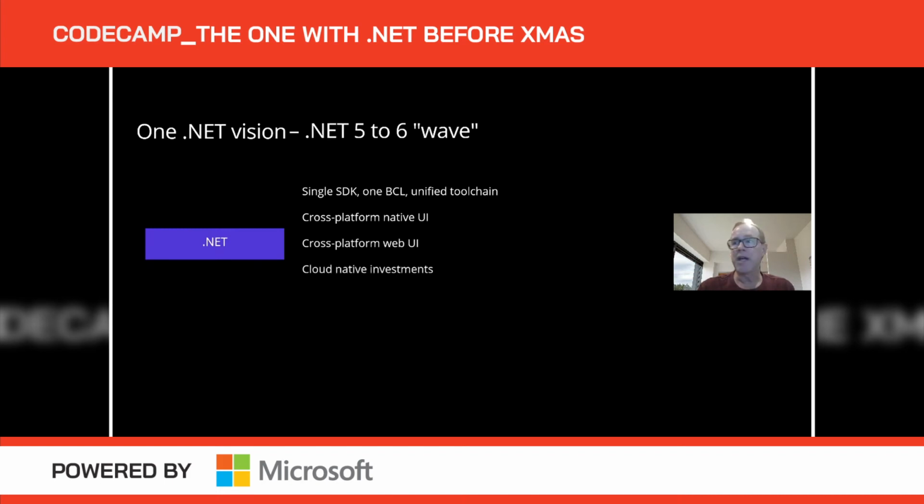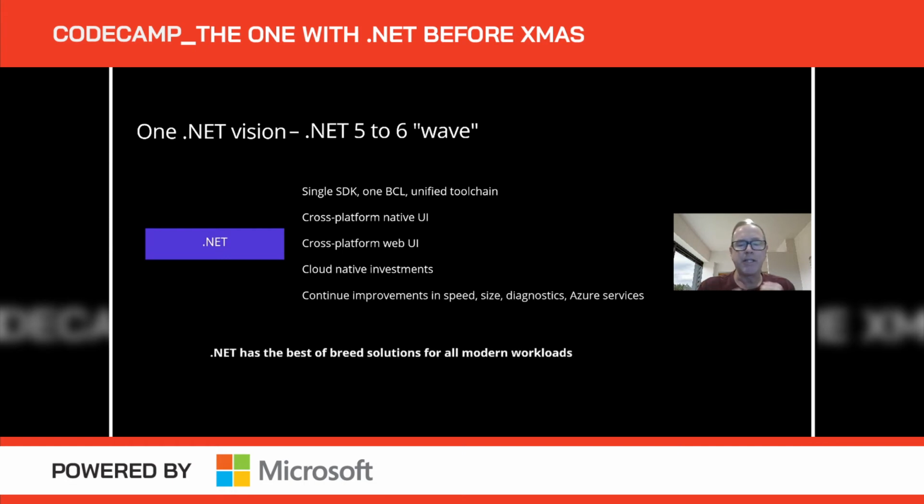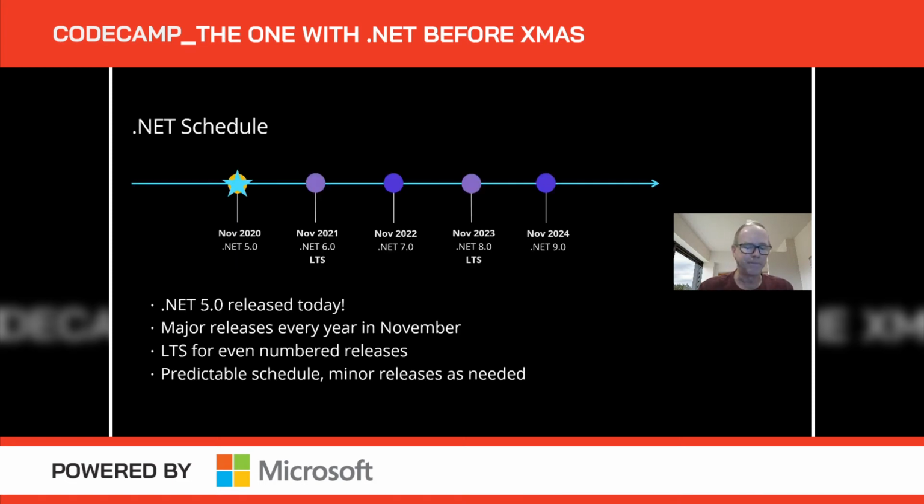We're going to have awesome cloud-native investments, meaning the best REST, the best gRPC, the best way of running services with Tye. And we're going to continue to make .NET faster and smaller, and I think that at the end of .NET 6 we will have the best-of-breed solutions for all the modern workloads you would build. So .NET is a one-stop shop for everything you want to build. We just shipped .NET 5, in November of this year. .NET 6 will come out November of next year.